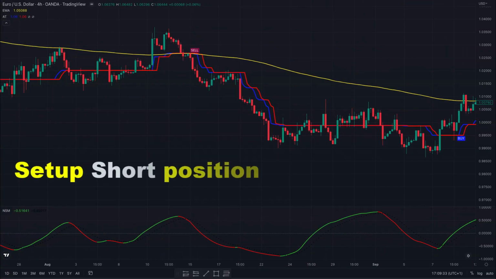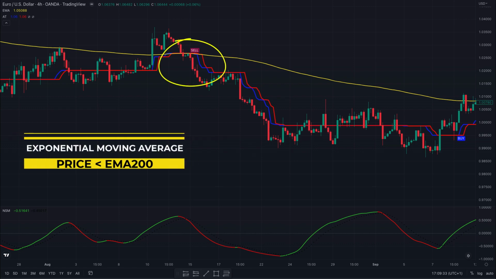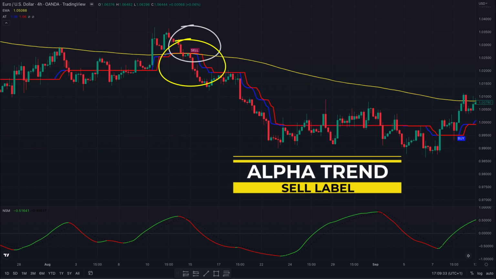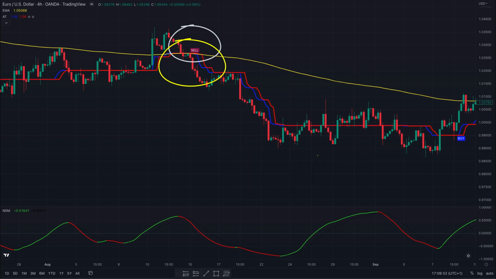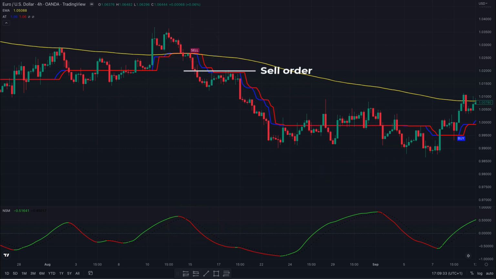The rules for a short position are the opposite. First, price must be below the 200-period EMA. Second, we need a sell label in alpha trend indicator. Third, normalized smooth MACD must be red. Finally, we place a sell order at the close of the candle.